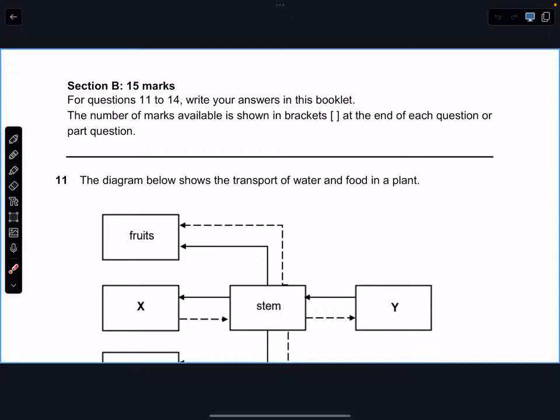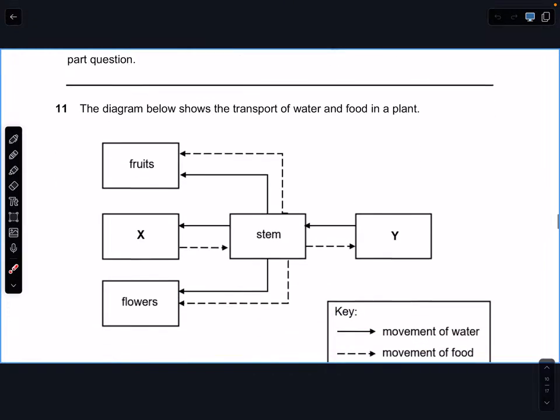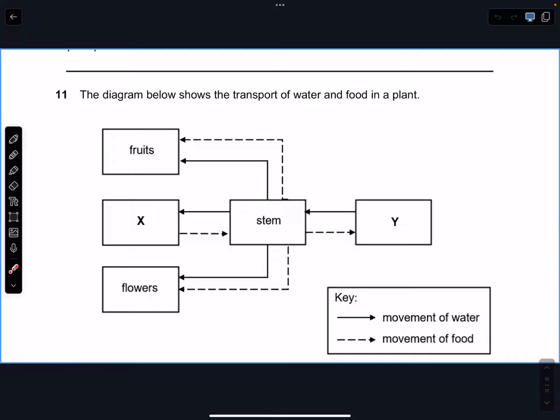Revision paper for term 3. Alright. The diagram below shows the transport of food and water in plant. So therefore, when we do a topic, what we want to identify is which topic this is on. So we know that transport. When it comes to transport, it's always from where to where.